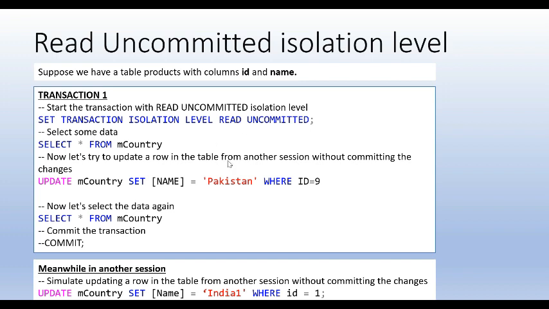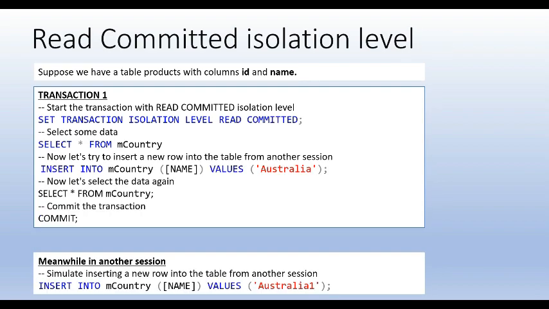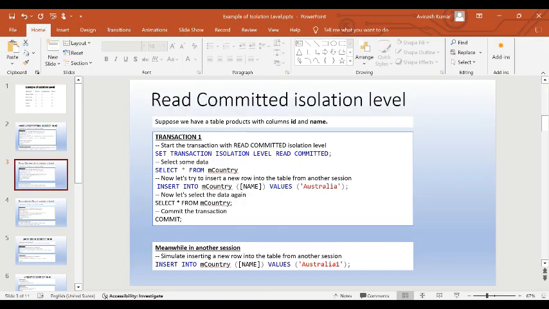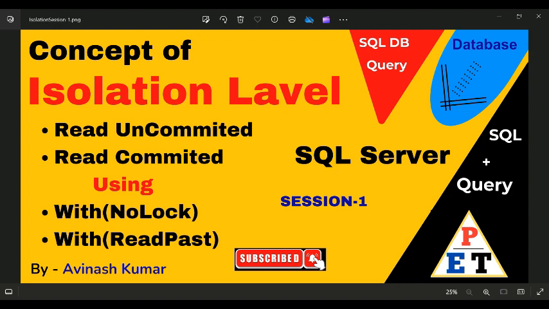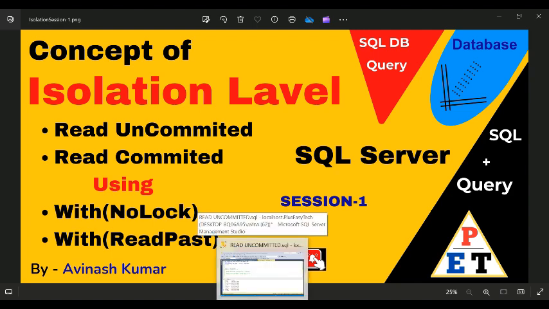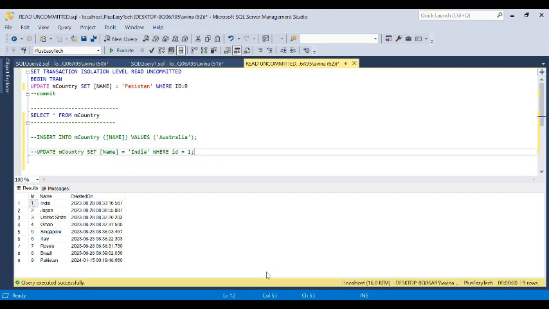So I will show you how we can use NOLOCK and how you can use READPAST, because in our session first we have considered this. So I will show you in practical. Let's move to the practical part. We will check how to execute read committed and read uncommitted in our SQL database. Work on the uncommitted first, right? So let's execute our uncommitted transactions.